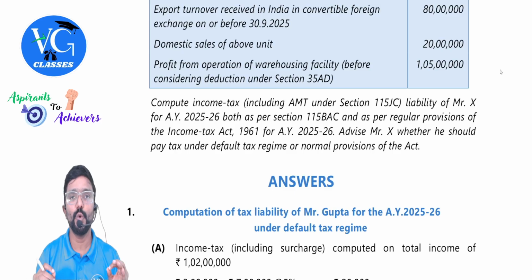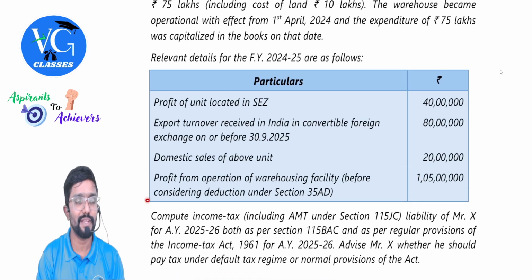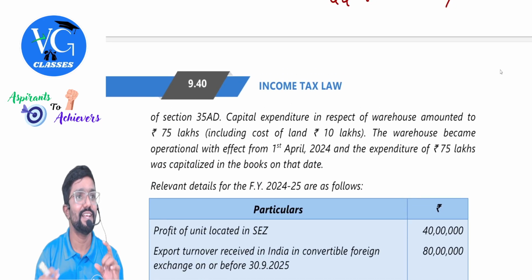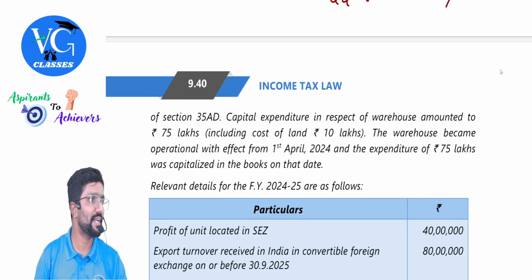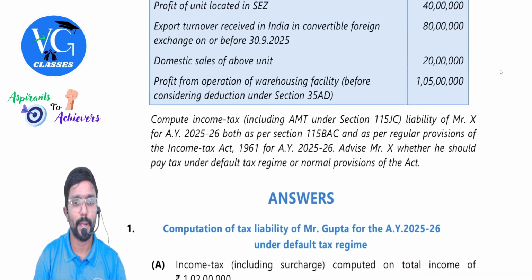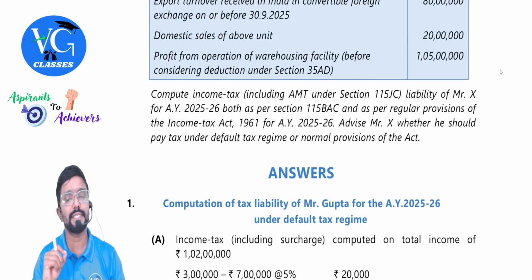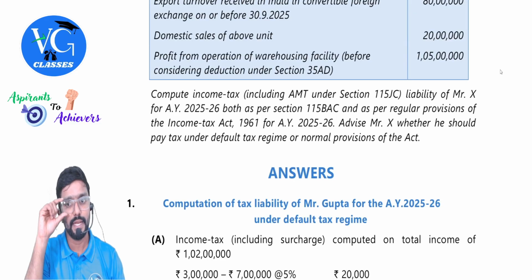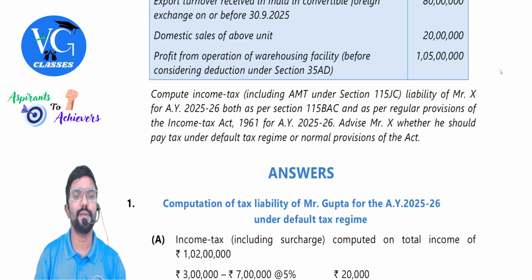Compute income tax including alternate minimum tax under section 115JC. Guys, why? Because when assessee is claiming 35AD deduction and 10AA deduction, AMT is applicable under optional scheme. Compute income tax including AMT under section 115JC liability of Mr. X for assessment year 25-26, both as per section 115BAC and as per regular provisions of Income Tax Act 1961 for assessment year 25-26. Advise Mr. X whether he should pay tax under default tax regime or normal provisions.